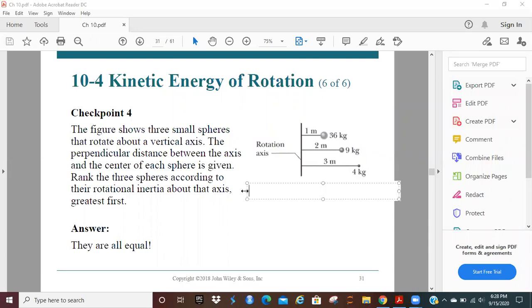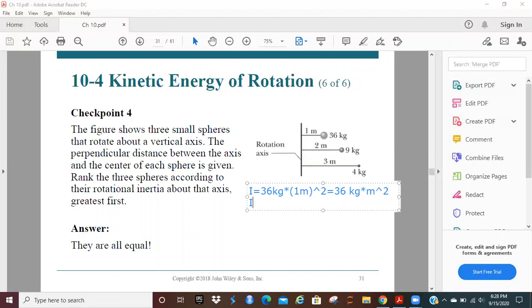Let's take a look at the first one. I is going to be equal to, you've got 1 meter squared. Let's go with kilograms first. 36 kilograms times r squared, which in this case is 1 meter. That's going to be equal to 36 kilogram meter squared.